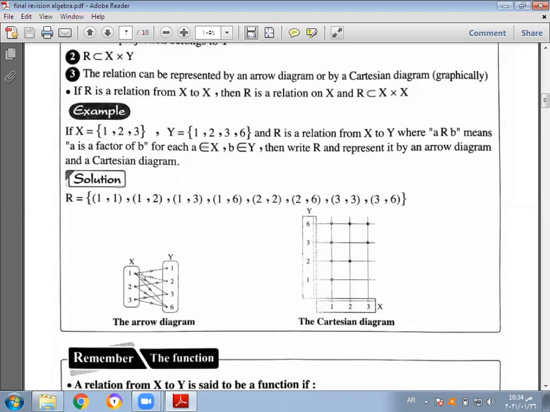Set x, set y, from 1 to 1, from 1 to 2, from 1 to 3, from 1 to 6, and also from 2 to 1, and so on.